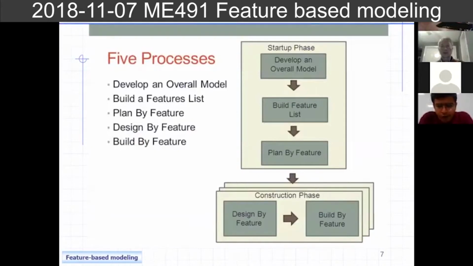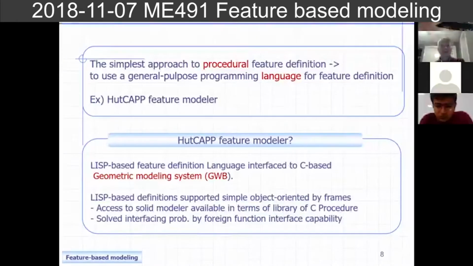So we can develop an overall model and feature list, and then we can say design by features or build by features. The construction phase and startup phase can be separated in declarative types. And for the procedural feature definition, you can use any language.